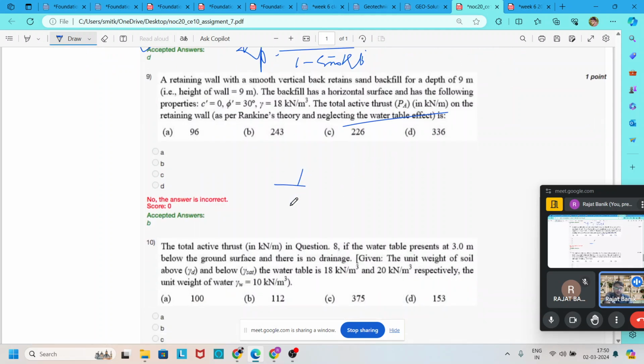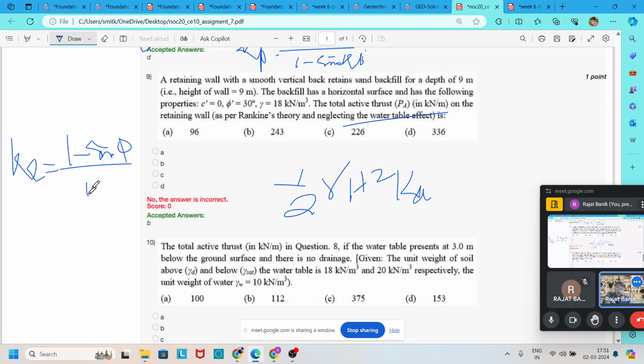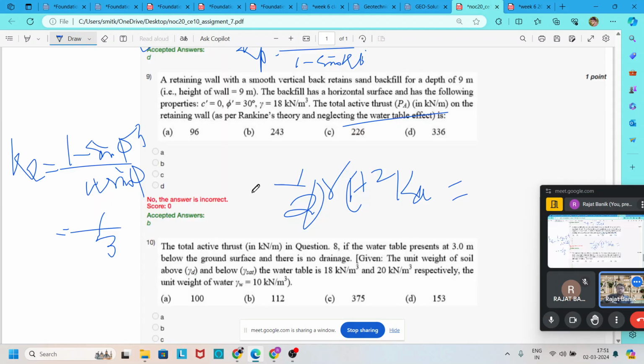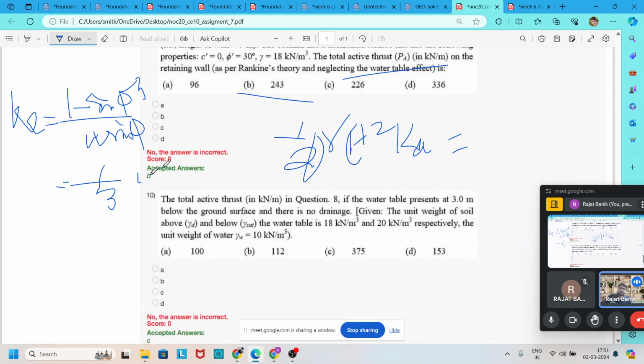So here the formula is half gamma H square into K. K is nothing but the active pressure coefficient, here it is (1 minus sine phi)/(1 plus sine phi). Phi is 30 degrees, put this value and get K equal to 1 by 3. Gamma is given 18, H is given 9. Put all these values and get the answer, which becomes 243 kilonewton per meter. So 243 is the correct option, option B.